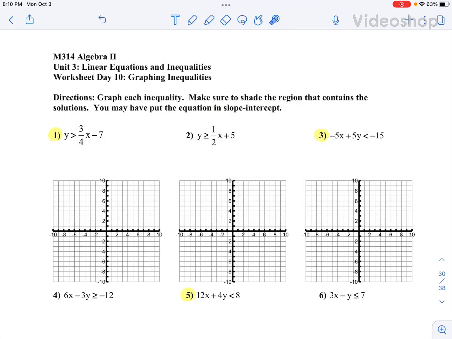All right, guys, I'm just going to go through a couple examples on worksheet day 10. So go ahead and find that. I'm going to do just a few of them, and then in class you're going to finish it and get it checked. So I'm going to start with number 1.